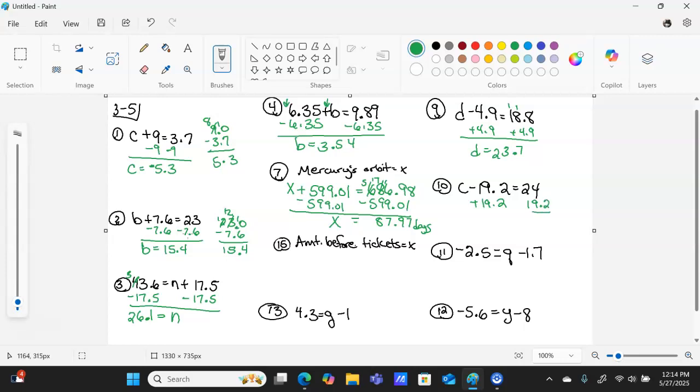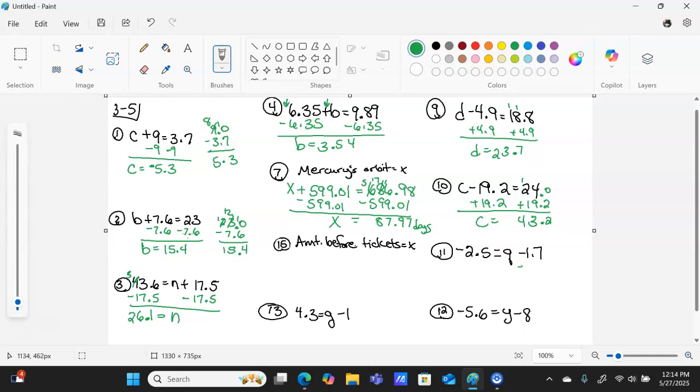In number 10, I'm going to add 19.2 to both sides. Make sure you're lining up those decimals. They're both positive, so I can just add them. If you want to put a decimal and a placeholder 0 there, that's fine. And so I get 43.2 for my C value there.